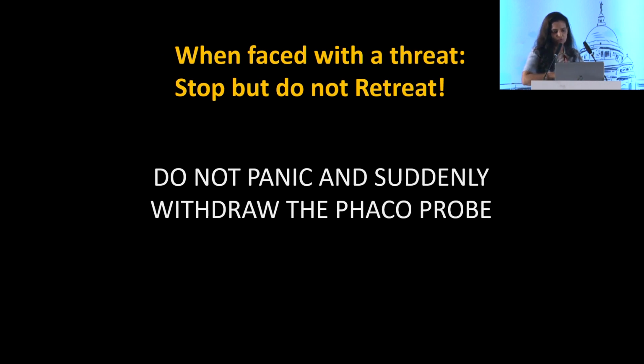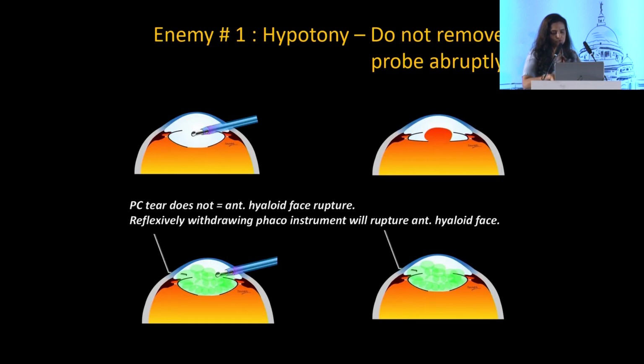When faced with a threat, we stop but do not retreat, and the same applies here. Do not panic and suddenly withdraw the phaco probe, because hypotony is the number one enemy when this happens. So a PC tear does not equal an anterior hyaloid face rupture, and when you withdraw your phaco probe suddenly, the anterior hyaloid ruptures and vitreous comes into the anterior chamber, as you see here in these pictures.